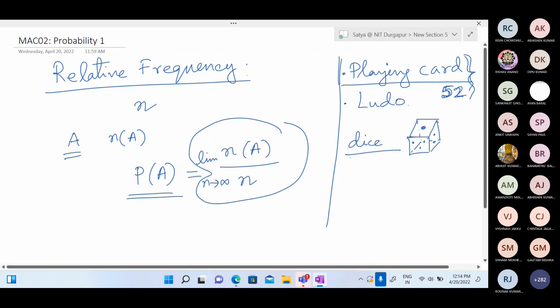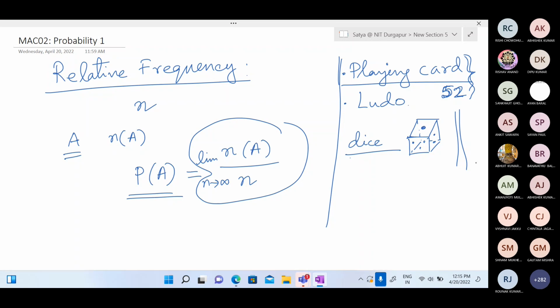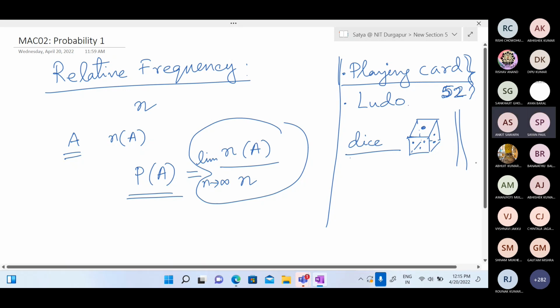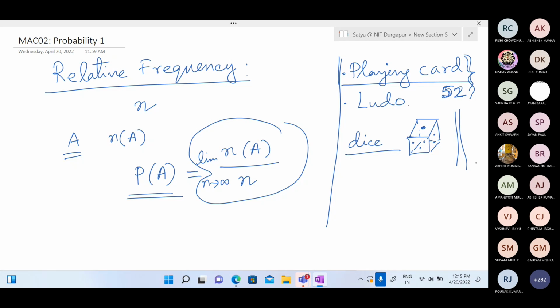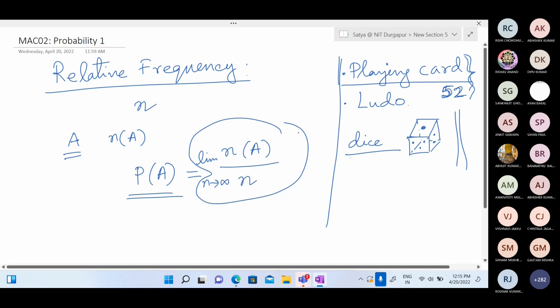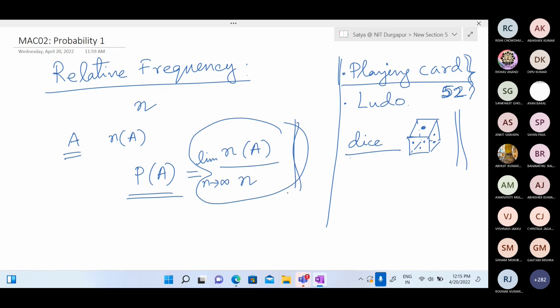Similar question, for those who know this part: suppose you are throwing one die, and what is the probability that the upper face comes 1? It is 1 by 6. You know 1 by 6. So that is actually the definition. We call this definition the relative frequency definition.